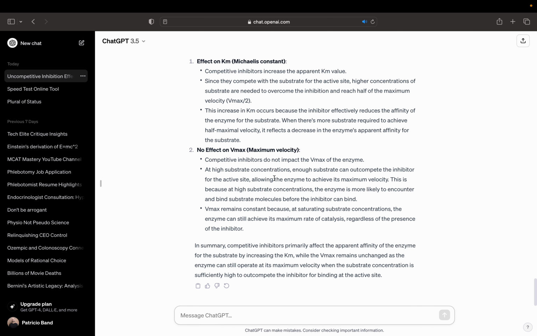At high substrate concentrations, enough substrate can outcompete the inhibitor for the active site, allowing the enzyme to achieve its maximum velocity. This is because at high substrate concentrations, the enzyme is more likely to encounter and bind substrate molecules before the inhibitor can bind. Vmax remains constant because at saturating substrate concentrations, the enzyme can still achieve its maximum rate of catalysis, regardless of the presence of the inhibitor.